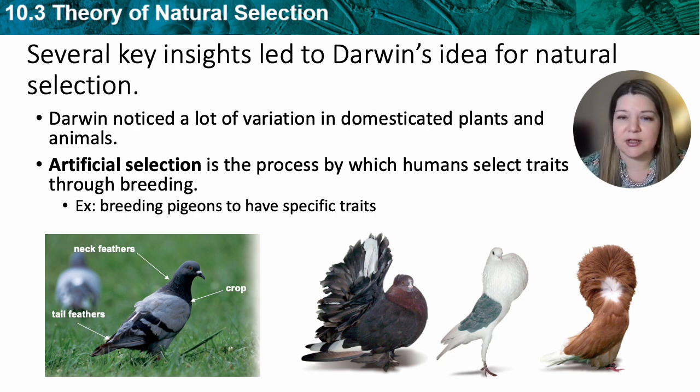So the idea was if you wanted a pigeon with really large tail feathers, you would select parents that had large tail feathers, breed them together, and they would be more likely to produce offspring that had the trait that you desired. So this was artificial selection because it was the human that was choosing what the beneficial trait was. There wasn't necessarily a survival advantage for having these large tail feathers.